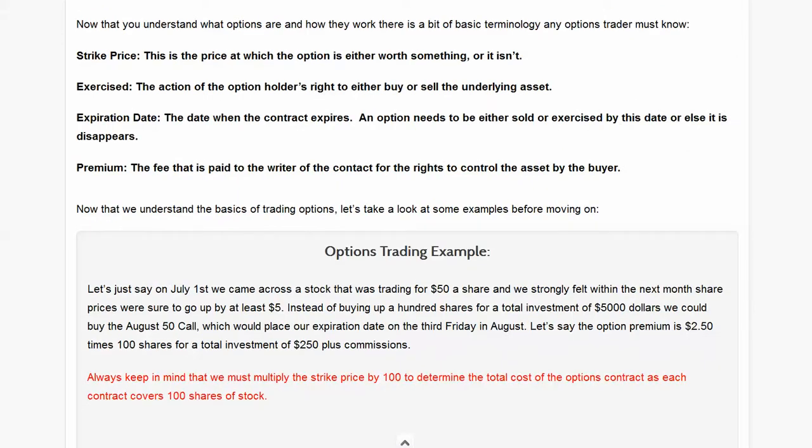Now that you understand what options are and how they work, there are some basic words and phrases any option trader must know. First off, we've got the strike price. This is the price at which the option is either worth something or isn't. Exercised: the action of the option holder's right to either buy or sell the underlying asset. Expiration date: the date when the option contract expires. An option needs to be sold or exercised by this date, or else it disappears. And last, we've got the premium. This is the fee paid to the writer of the contract for the rights to control the asset by the buyer.